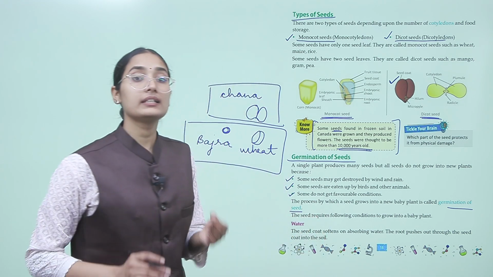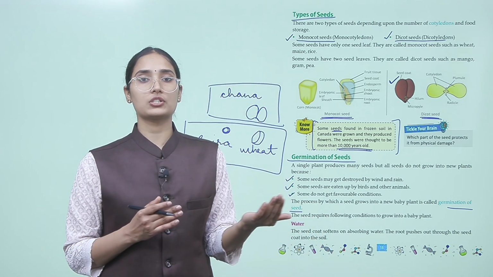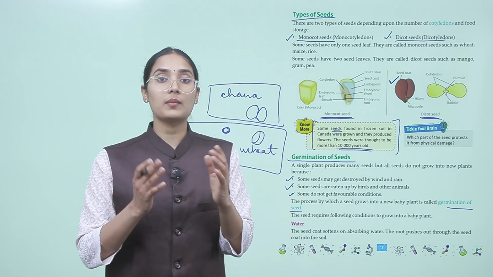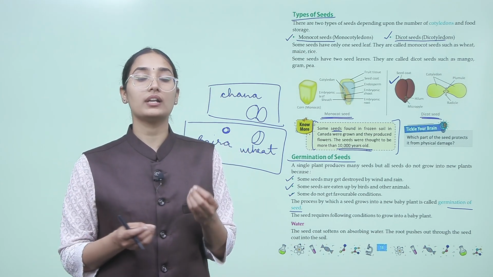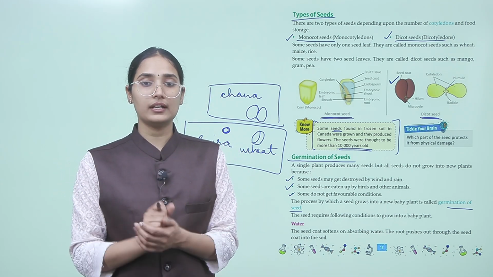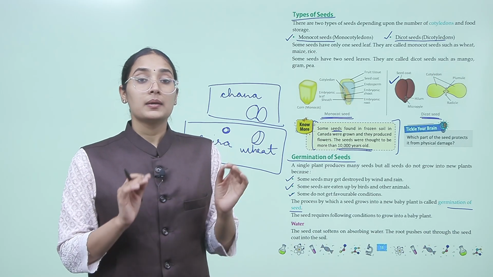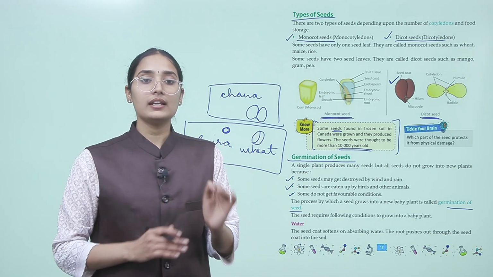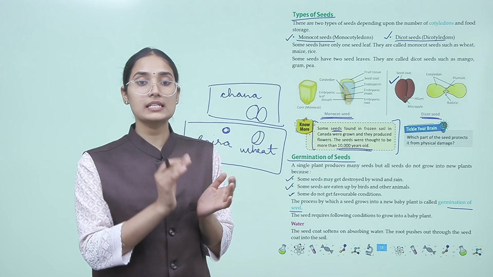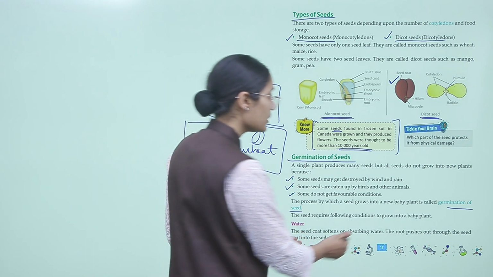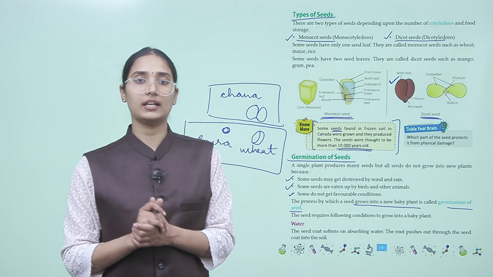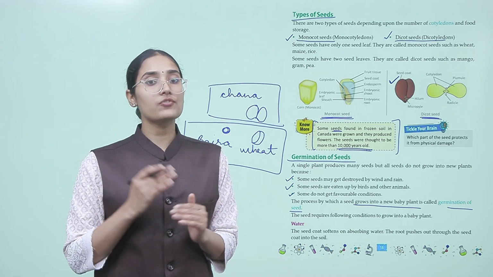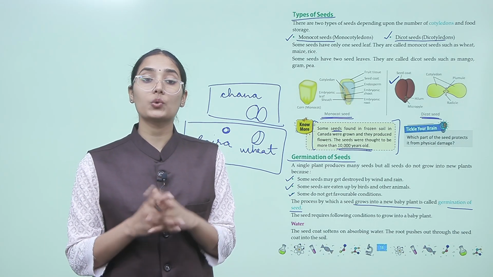When the seed gets the right environment for its growth, the right amount of sunlight, the right amount of water, the right amount of nutrients from the soil, and the right warmth from the sunlight, the seed starts to grow into the baby plant, and this process is called the germination of the seed. The seed requires the following conditions to grow into a baby plant. So, what are those conditions?